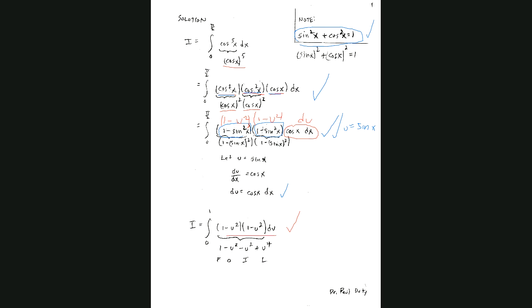Oh, and the limits are 0 to 1 because the sine of 90 degrees is 1, and the sine of 0 is 0. Right? So it's the sine of pi over 2. I don't need to put this in here, but it's okay.